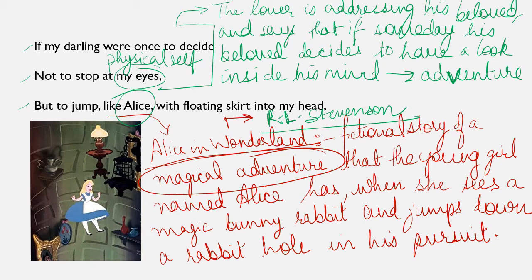Skirt, he says, but to jump like Alice with floating skirt into my head. So she is going to jump, and here in the illustration you can see just the way Alice had jumped into the head, and see how Alice's skirt is floating here. Similarly, he imagines the beloved also jumping and her skirt floating while she goes down and down right into the head of the lover.